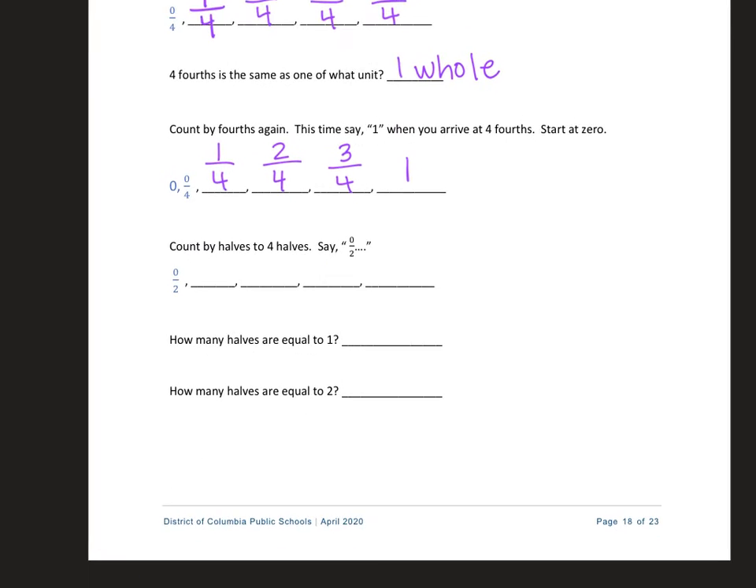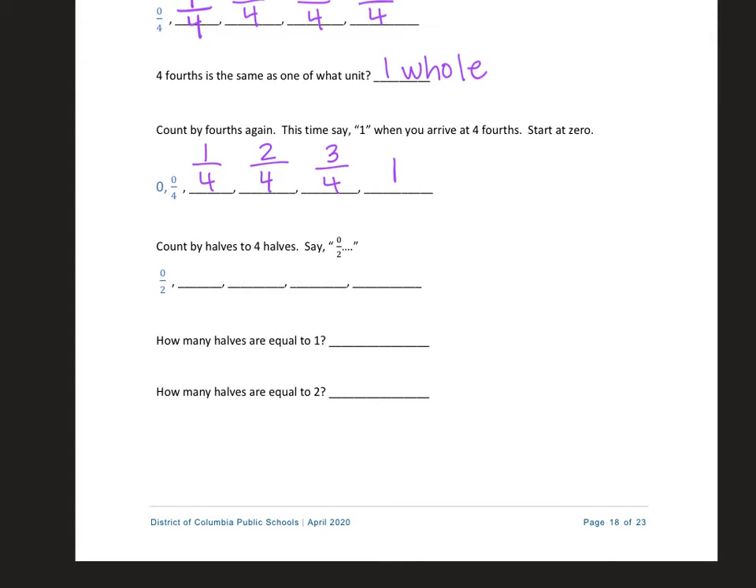Okay, now we're going to count by halves to 4 halves. So we have 0 halves, we have 1 half, we have 2 halves, we have 3 halves, and we have 4 halves. The next question says, how many halves are equal to 1? So we know that 2 halves is the same as 1 whole.